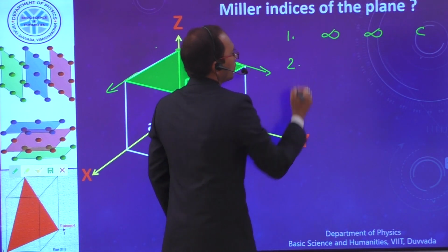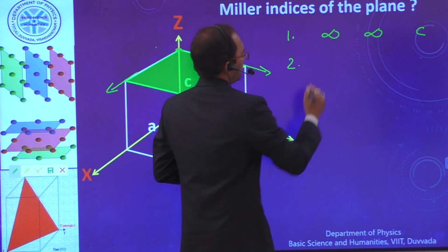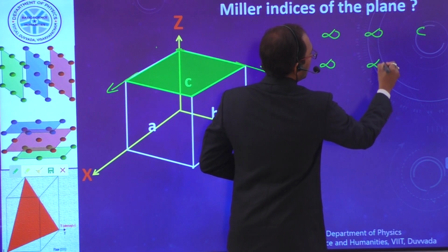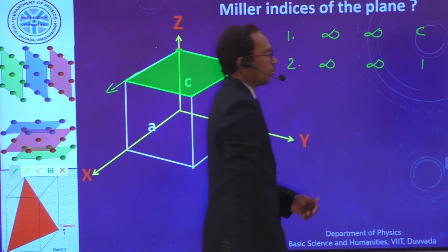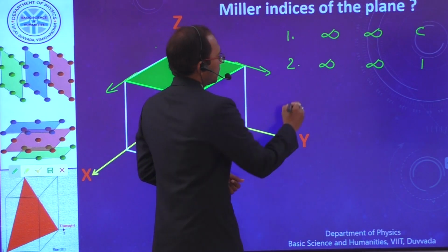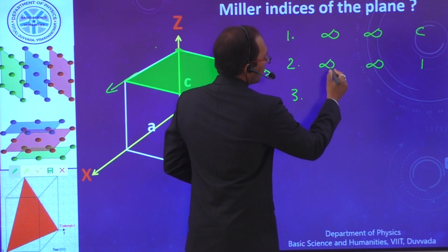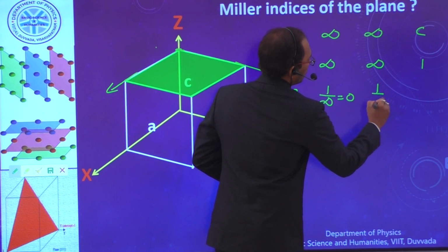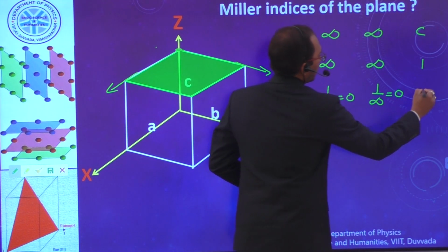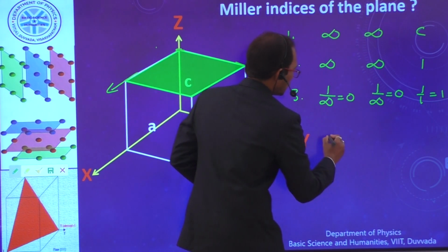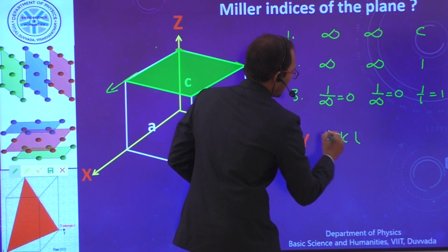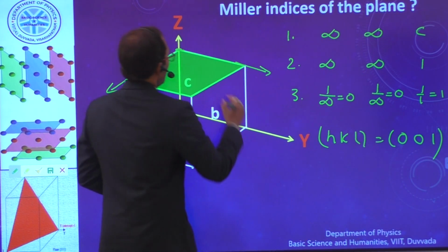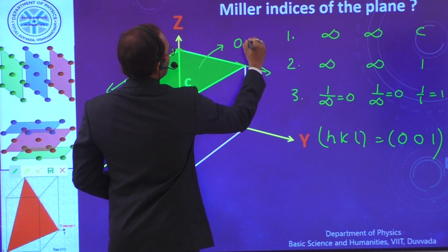Then step 2 is what? You have to divide by the primitives. Infinity by a is infinity. Infinity by b is infinity. c by c is 1. Now the third step, you take reciprocals. 1 by infinity is 0. 1 by infinity is 0. 1 by 1 is 1. So this plane HKL is equal to 0, 0, 1.